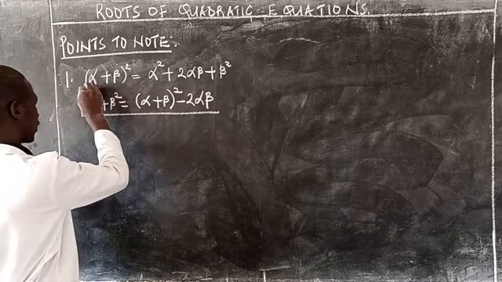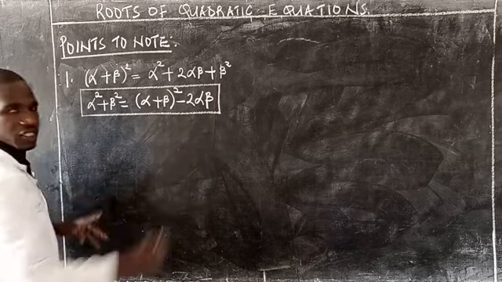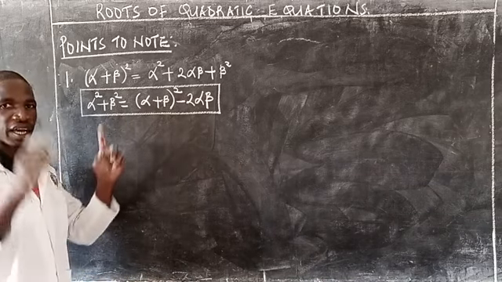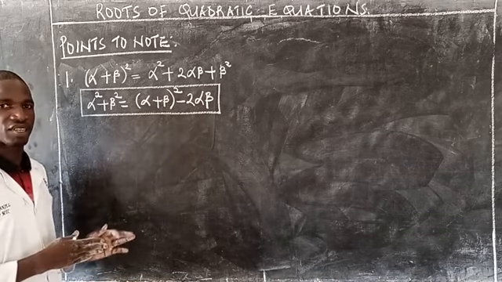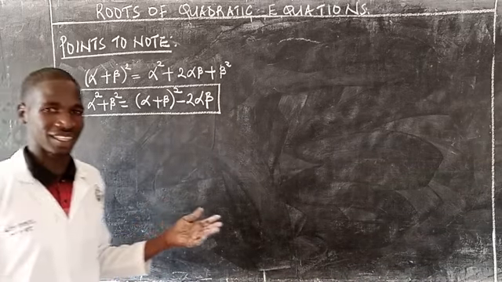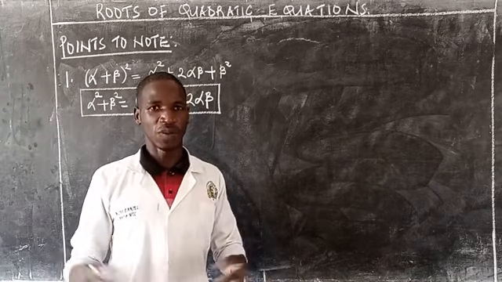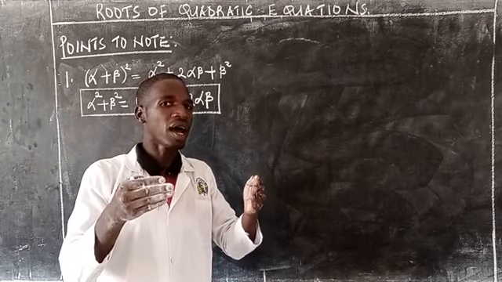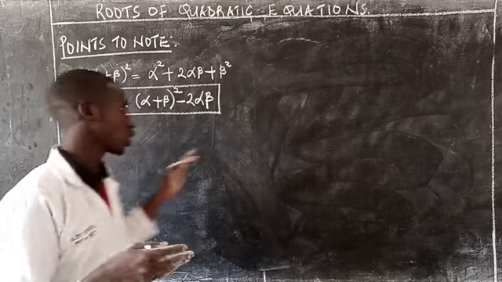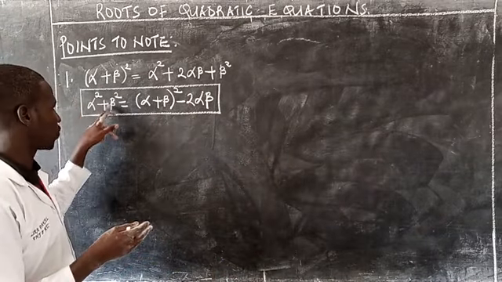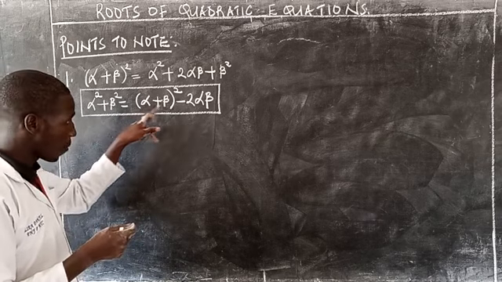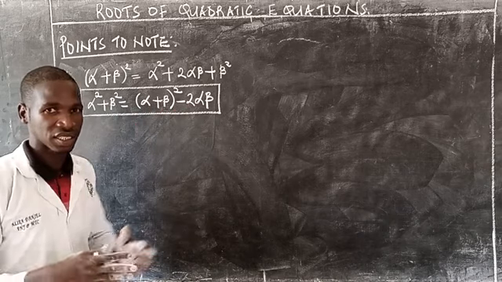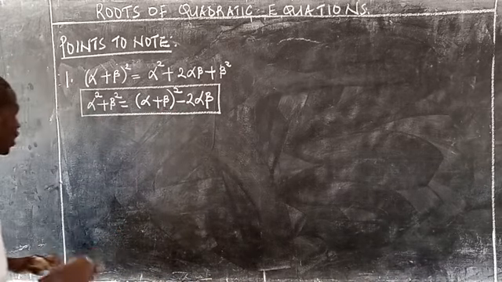We need to know that when we're talking about alpha squared plus beta squared, it is the same as alpha plus beta squared minus 2 alpha beta. Why are we doing this? We are going to reach a point where we need to be expressing everything in terms of sum and product. That's why we have alpha squared plus beta squared expressed in terms of sum, alpha plus beta, and then the product. That is very clear.